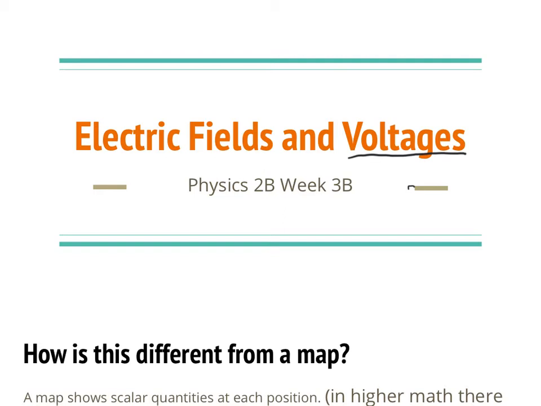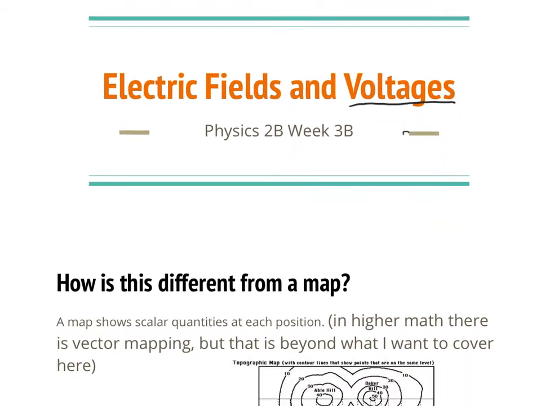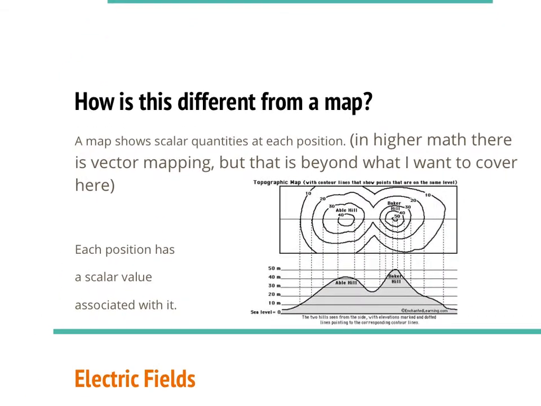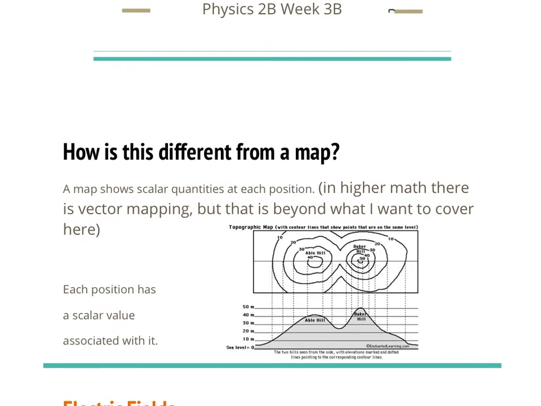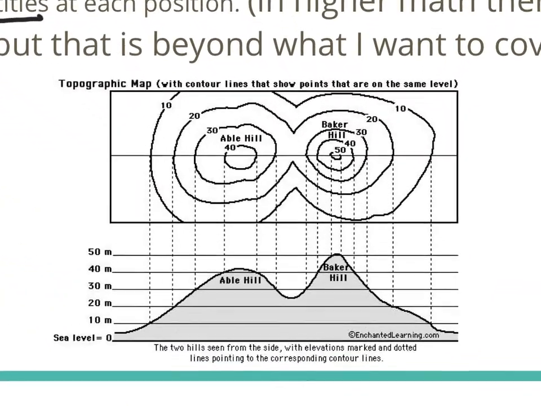A large part of the first few slides is calling back to previous material. Specifically, back when electric fields were introduced, I made the distinction between what is an electric field and what is a map. The big difference is that a field has to do with vector quantities, but a map has to do with scalar quantities. That's the big distinction. An example of this is a topographical map.